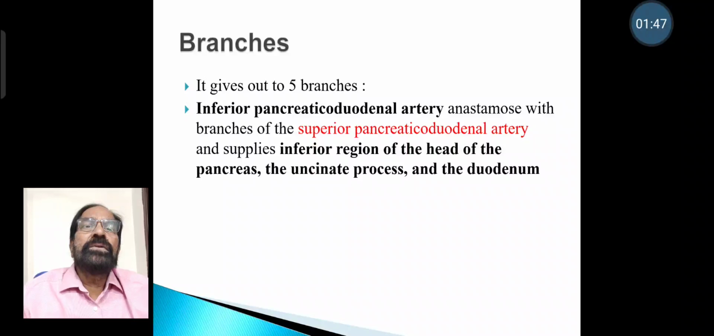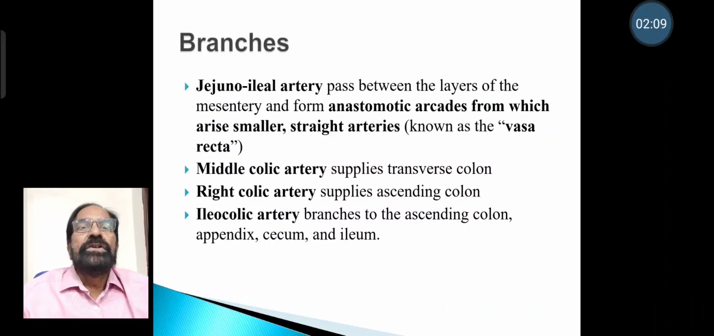It gives out 5 branches: inferior pancreaticoduodenal anastomosis with the branch of the superior pancreaticoduodenal artery and supplies inferior region of the head of the pancreas, the uncinate process and the duodenum. Jejuno-ileal arteries pass between the layers of the mesentery and form anastomotic arcades from which arise small and straight arteries known as vasa recta.